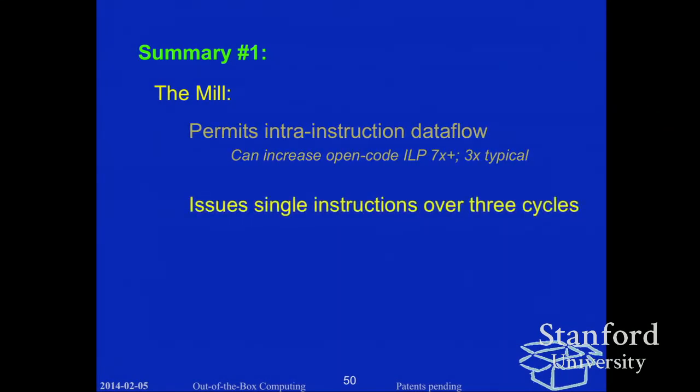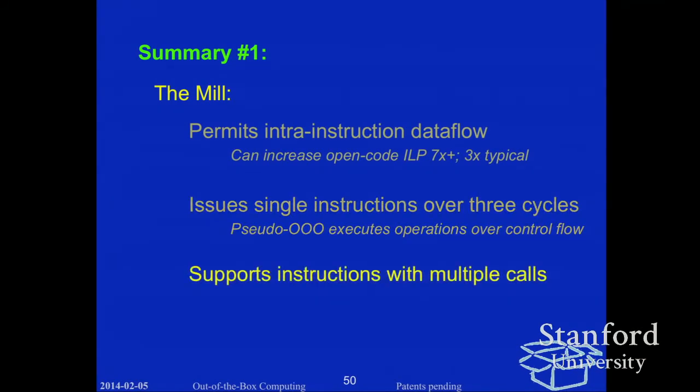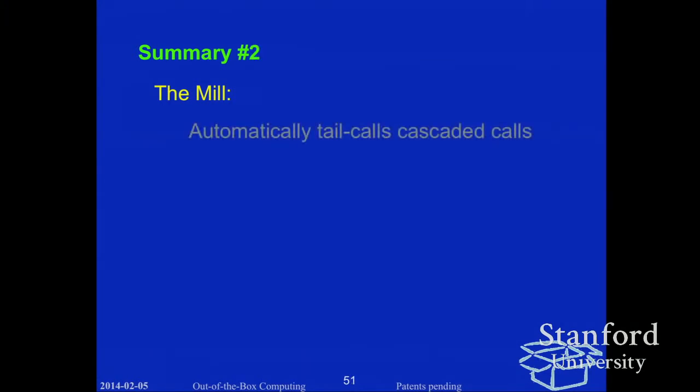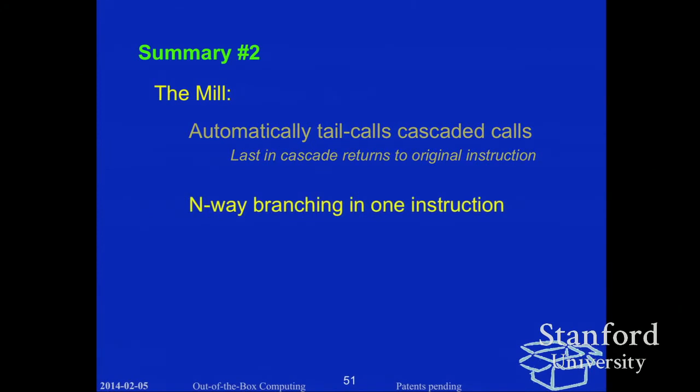Single instructions are issued over 3 cycles. Effectively, what we have is pseudo out of order that executes operations over control flow the way a hardware out of order does. We can have instructions containing multiple calls, which means the data flows can contain multiple calls too. Cascaded calls are automatically tail called. Only the last one returns to the original instruction.